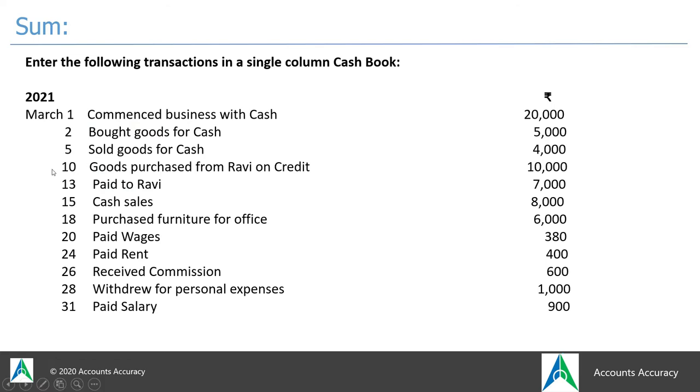Again, the next one is goods purchased. Again, purchase is done from Ravi on credit. Now, this is very important for you to know that when there is a credit purchase, your journal entry is purchases to Ravi. That means Ravi is the one whom the company owes money. So as cash has not been paid on this date, cash is not going out. That's why it will not be recorded at all in the cash book.